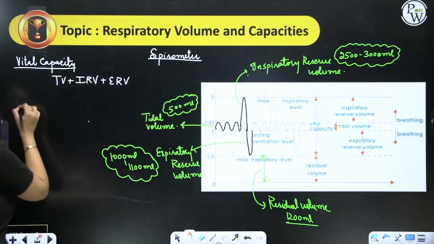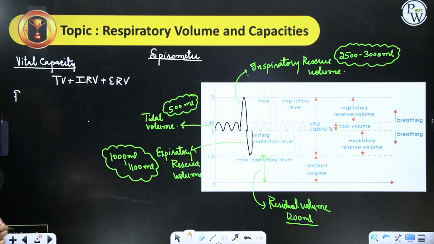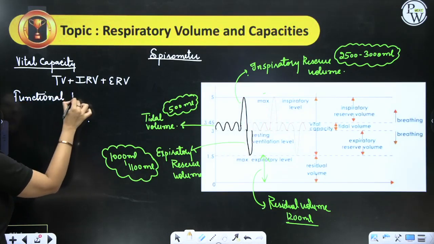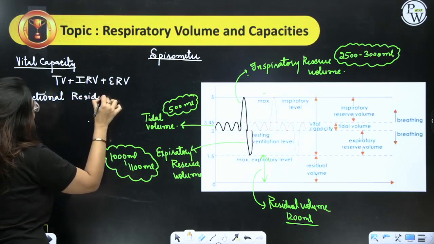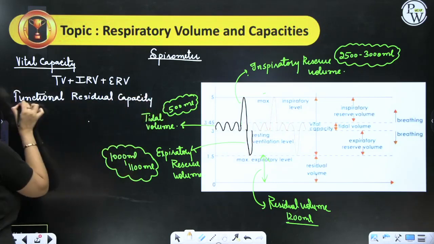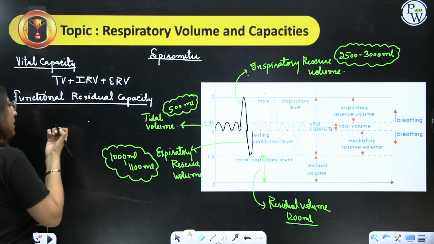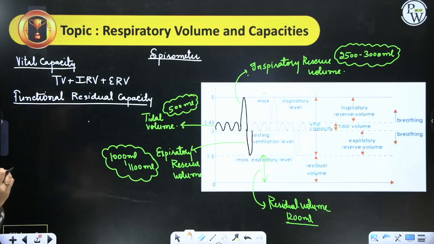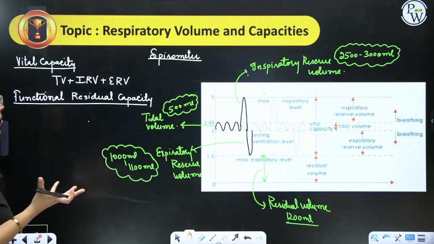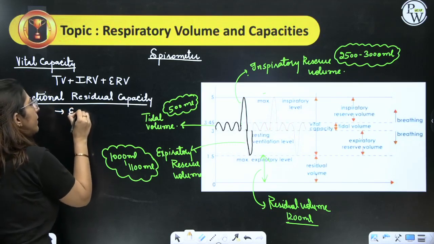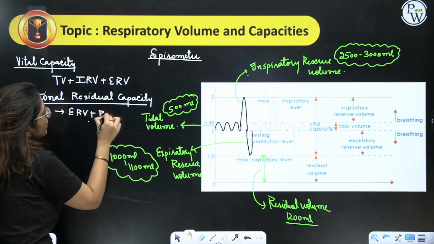Next one, we are having the functional residual capacity. So what is this functional residual capacity? The one which does function in our body. See, the inspiratory reserve volume goes out. The functional residual capacity is the one responsible for the function. Guys, can you tell me what will be the functional residual capacity? Anyone would like to tell me? That is your expiratory reserve volume plus your residual volume.